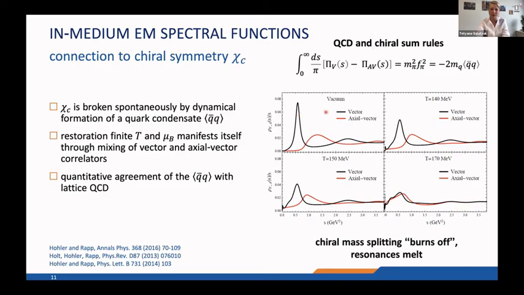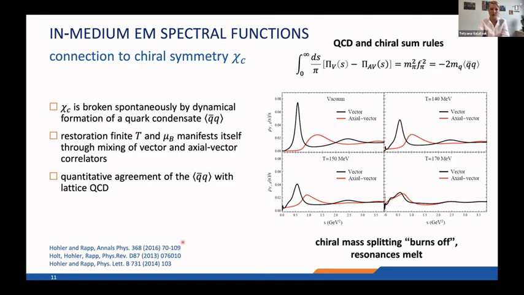But we also know that chiral symmetry can be restored if temperature and density change. This restoration of chiral symmetry manifests itself in the vector and axial vector particles being mixed. If the temperature is high enough, there is a clear degeneracy between the vector and axial vector particles, meaning, in the words of the author of the paper, Ralf Rapp, also present in the audience today, the chiral mass splitting between the rho and the a1 in this case is burned off. And what we also see is the resonance itself being melted, but without a mass shift towards lower masses.